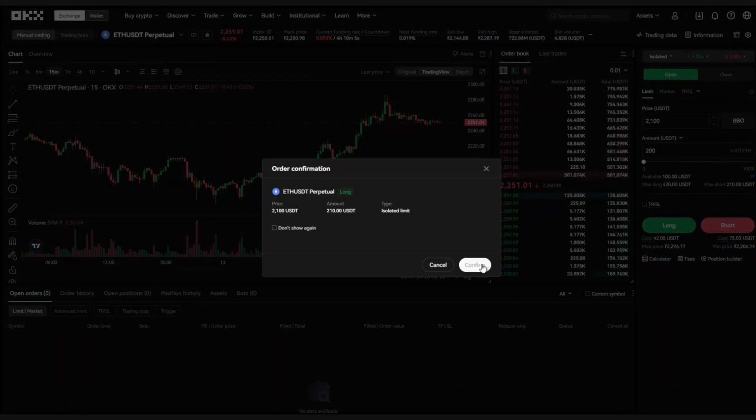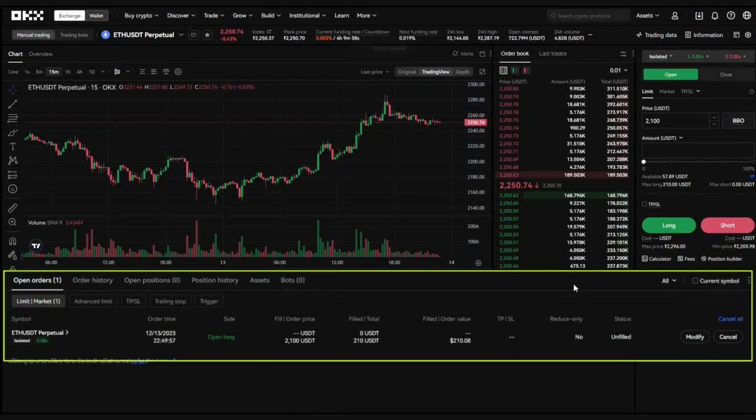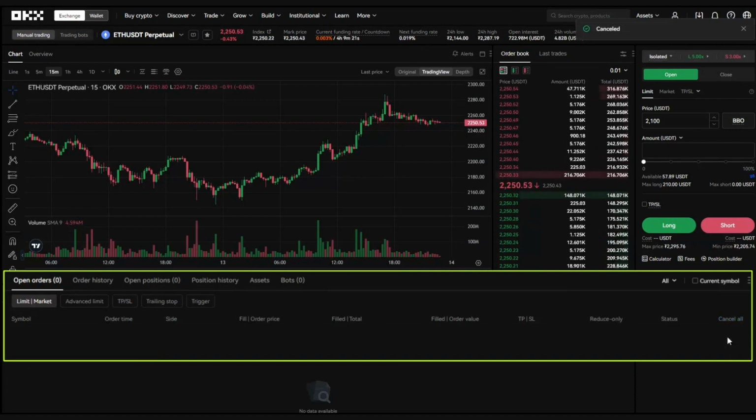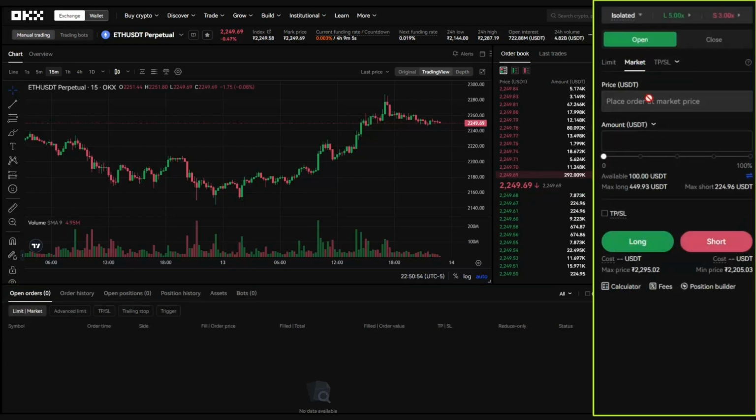I will confirm. Here in the Open Orders tab, the pending trade to be executed appears. I'm going to cancel it here. And if you use the market option, you cannot choose the price you want to enter at. Here you simply enter the amount of dollars with which you want to open the trade. I'm going to place $200 with 5x leverage.